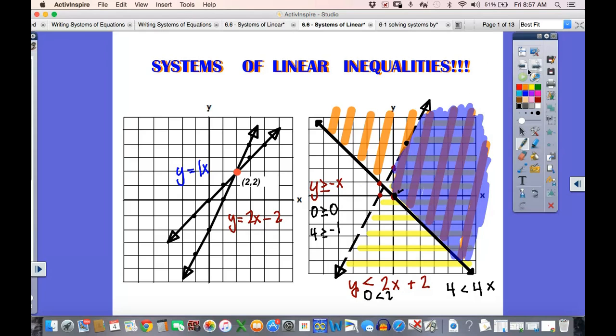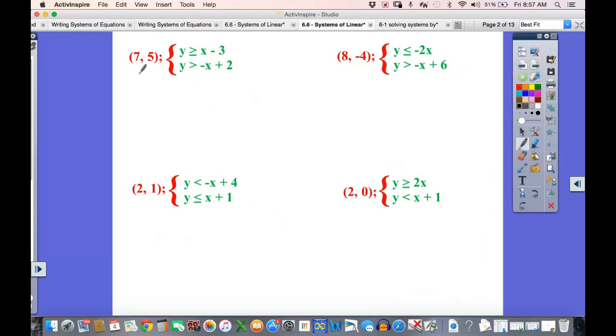So when we get here, everybody, when we see a system of linear inequalities, we're asking, does (7, 5) work as a solution? What will we be asking? We are really asking, is (7, 5) in the shaded regions of y is greater than or equal to x minus 3 and y is greater than negative x plus 2? That's what I'm asking. Is (7, 5) in the shaded region? Come on, connect with me, people.